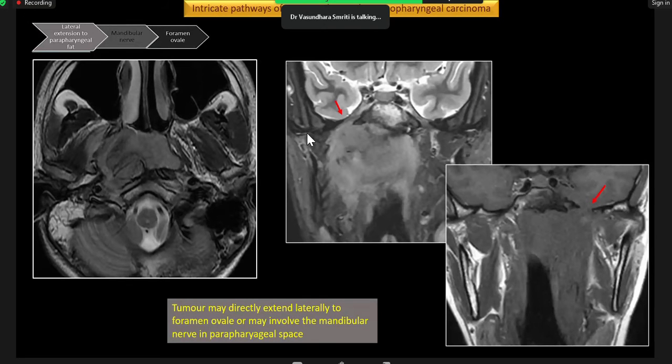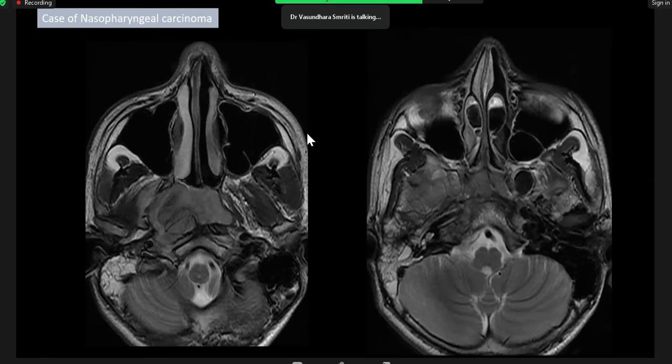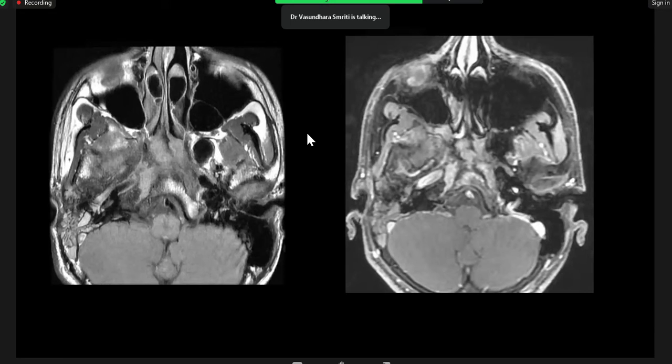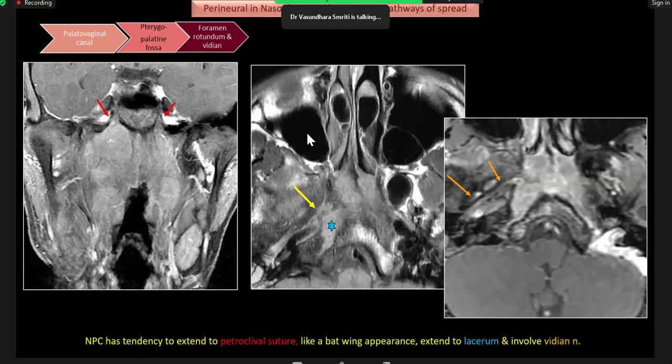Another pathway of spread in the nasopharynx is, as it grows laterally, it may involve the mandibular nerve into the foramen ovale. That is the third pathway of spread. The fourth pathway, the nasopharyngeal carcinomas have somehow a tendency to go into the petroclival suture. And from the petroclival suture, it will enter into the foramen lacerum. Now we have seen which nerve is there in the foramen lacerum, that is the vidian nerve. So it may start spreading along the vidian nerve like this.